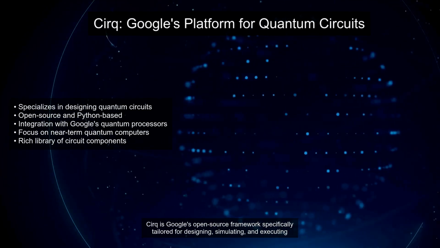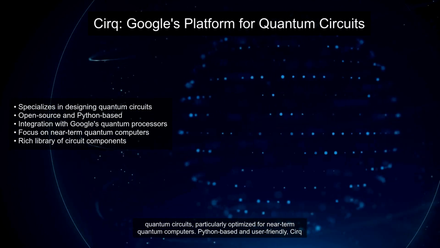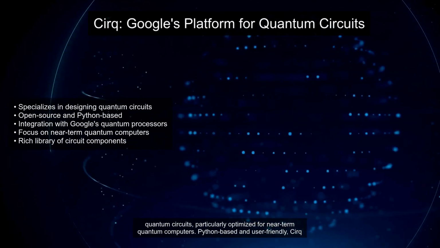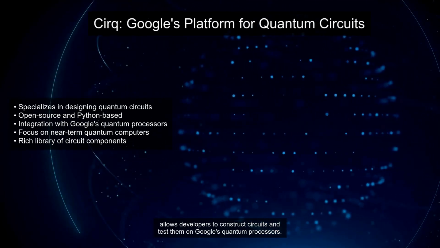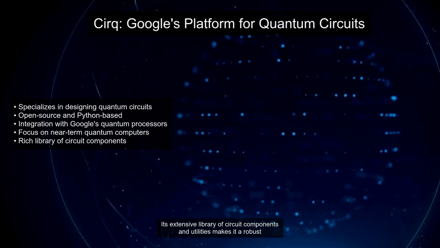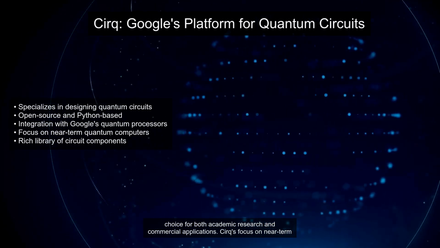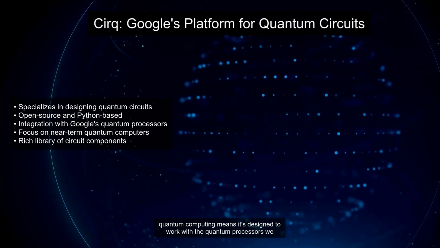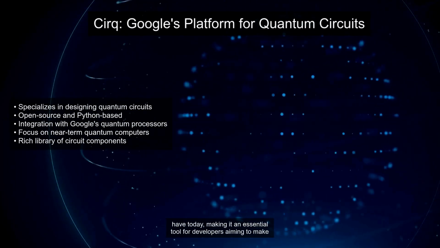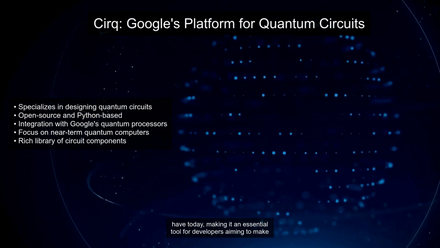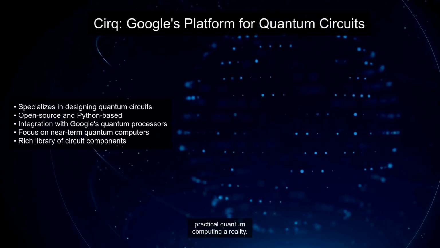Cirq is Google's open-source framework specifically tailored for designing, simulating, and executing quantum circuits, particularly optimized for near-term quantum computers. Python-based and user-friendly, Cirq allows developers to construct circuits and test them on Google's quantum processors. Its extensive library of circuit components and utilities makes it a robust choice for both academic research and commercial applications. Cirq's focus on near-term quantum computing means it's designed to work with the quantum processors we have today, making it an essential tool for developers aiming to make practical quantum computing a reality.